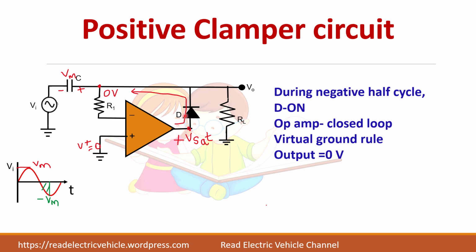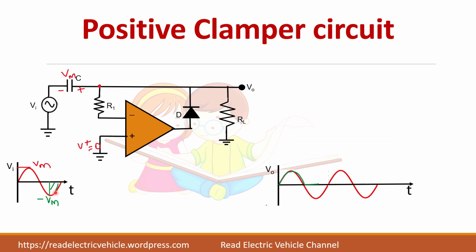And here the capacitor will be charged like this, because we know the op-amp will not draw any current. So the current flows towards the capacitor and it charges to the peak potential Vm.